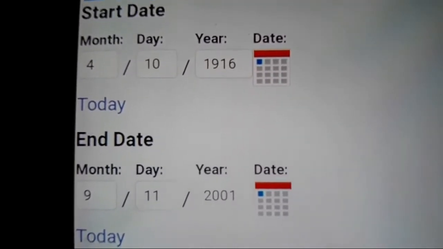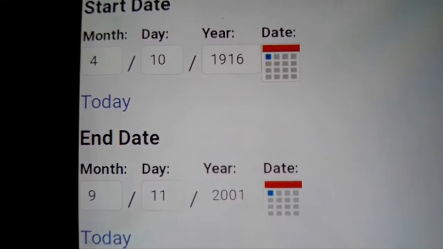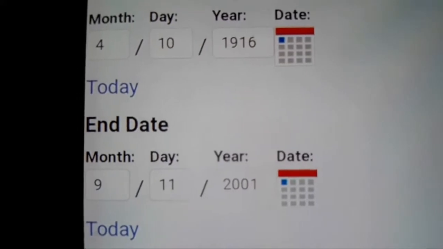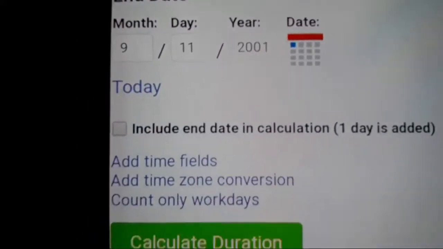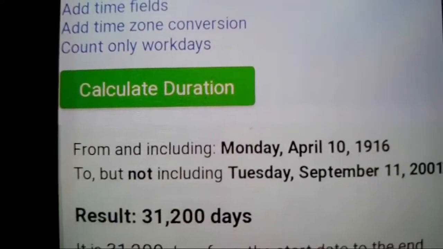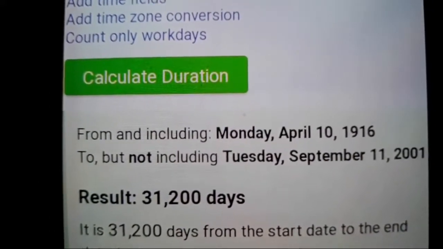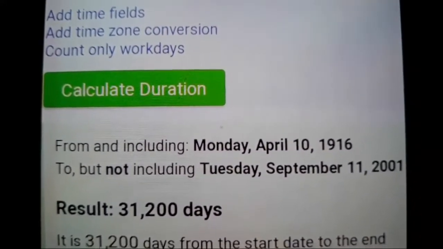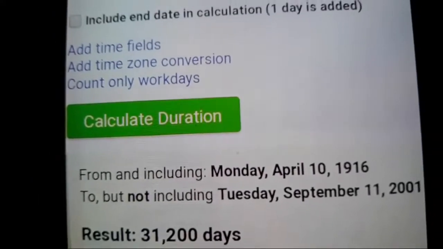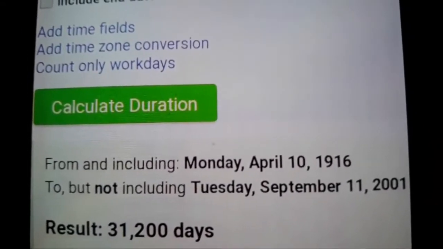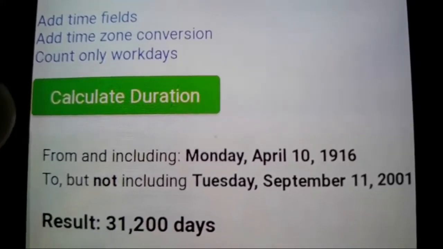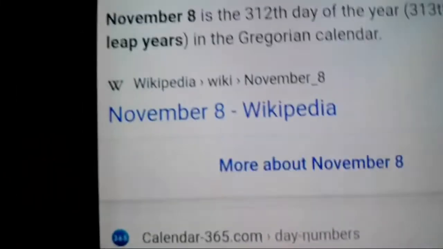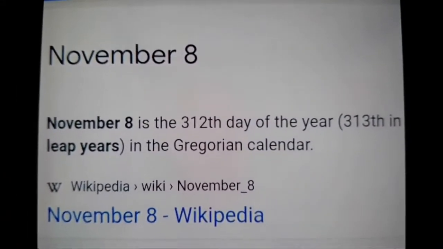So from Vernon Presley, Elvis's dad's birth date in 1916, to 9/11, 2001. You see how it's a perfect number, and that's why it's not a coincidence. It's 31,200 days, okay? And if you don't count the zeros, that's 312, the 312th day from Vernon Presley's birthday to 9/11, 2001. So 312 is November 8th.